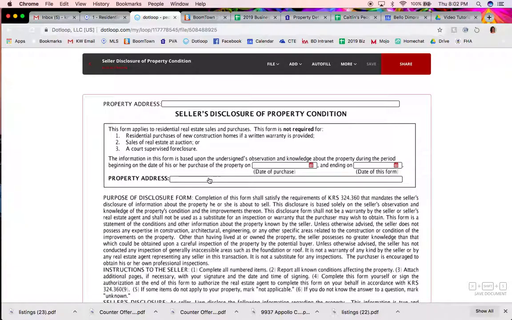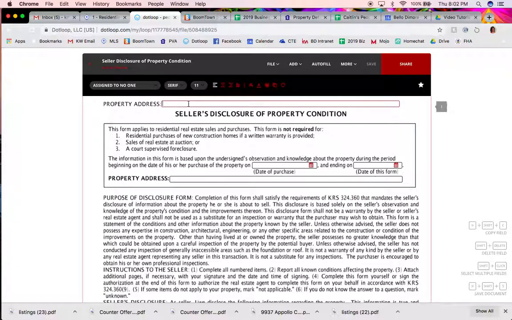So first thing to notate is that on the first page, right at the very top, there are two lines for the property address. Right above the second line is the date of the purchase. So when did the seller buy the home, and the date that this form is being filled out.